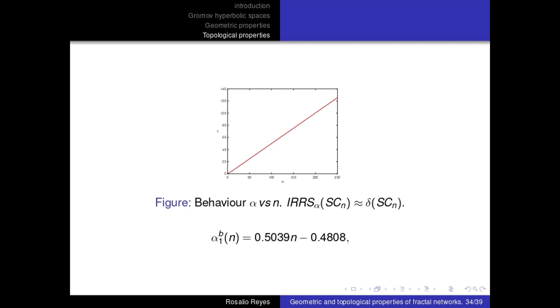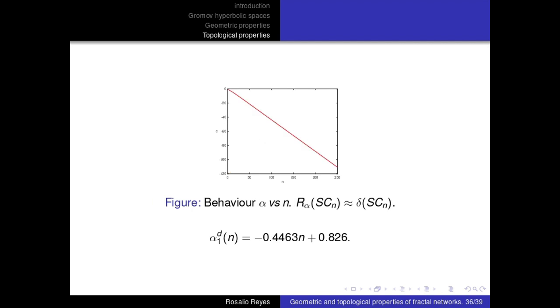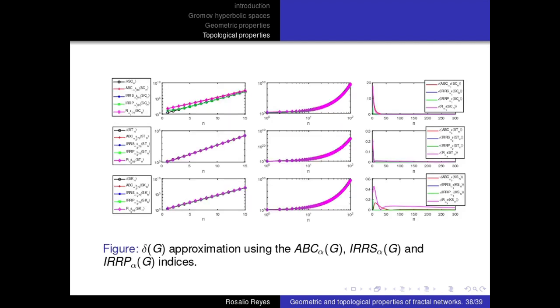Similarly, we have similar fits for the alpha values taking into account the two irregularity indices and the generalized Randic index. Finally, we consider similar fits for the Sierpinski triangle graphs and the Koch snowflake. In this picture, the first row corresponds to the analysis for the Sierpinski carpet graphs, the second row is for the Sierpinski triangle, and the third row is for the analysis of the Koch snowflake graphs.